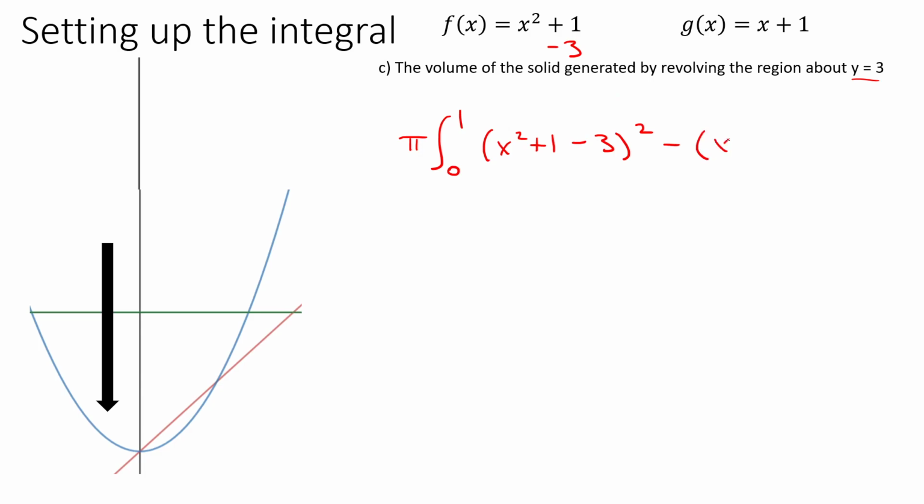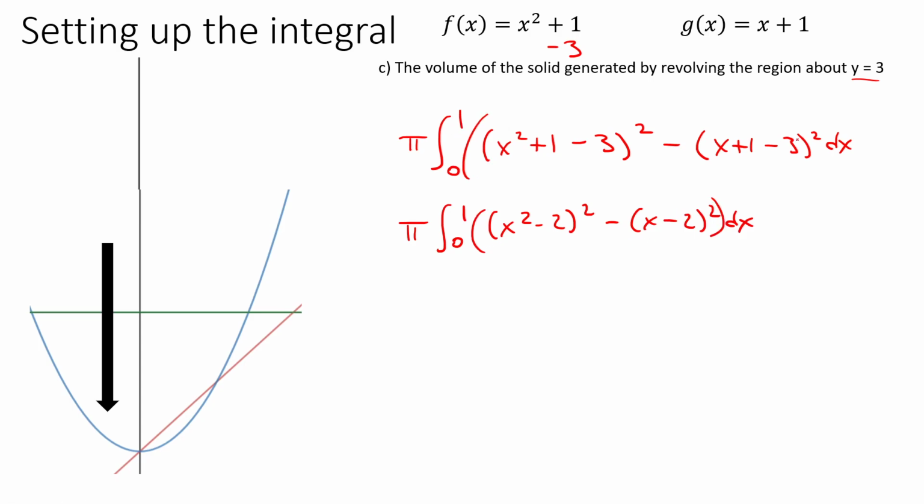And the inner radius is the line, but again, shifted down by 3 units. Now you could leave it like that, of course. If you want to clean that up a bit, that would be okay, but you don't even have to. And that would be your answer. Either way, I would accept either answer.